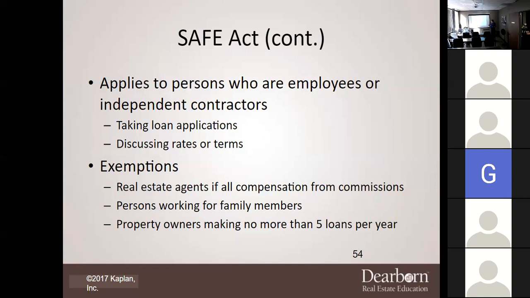We're gonna explain to them what's in the contract, what's all involved. But the only thing is this is focused from a financing perspective, okay? Now, again, there are exemptions to the SAFE Act. Real estate agents are exempt from this act if all of their compensation is simply from commission and not a fee, okay? Persons working for family members are also exempt, or property owners making no more than 5 loans a year are also exempt, okay?